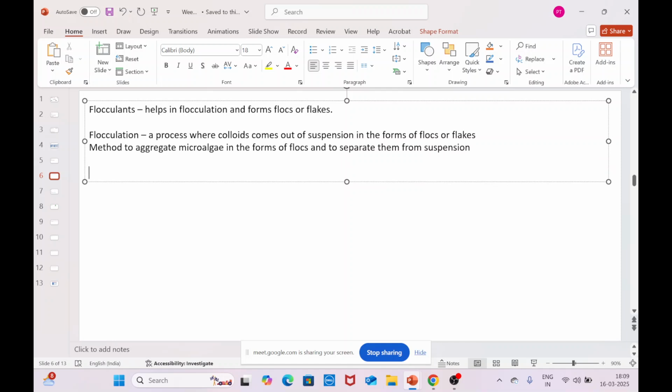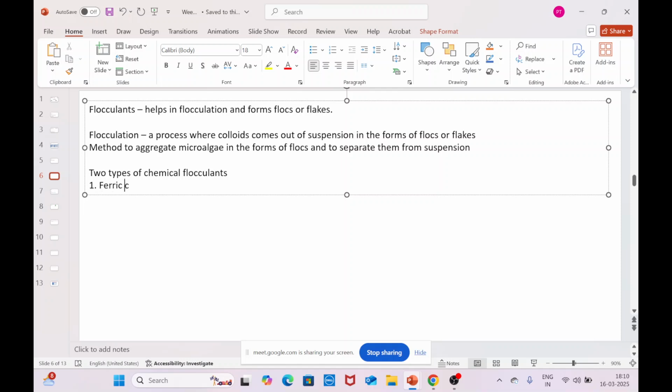So as I said, if you require an agent, then that particular agent is called a flocculant, and in this case we basically use a flocculant so that this aggregation process is enhanced, it is promoted. So there are two types of chemical flocculants, or two different chemicals are used as flocculants. So one is the ferric chloride.